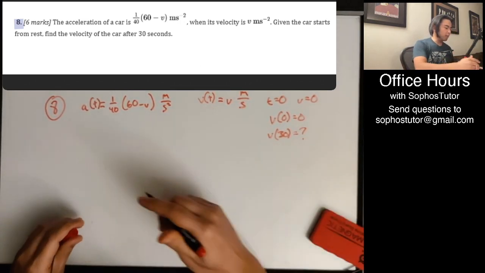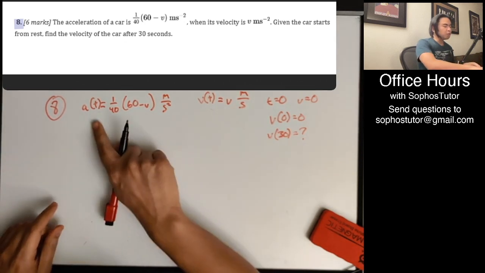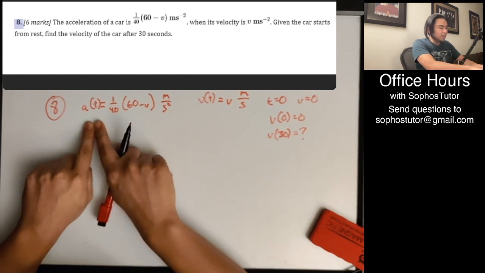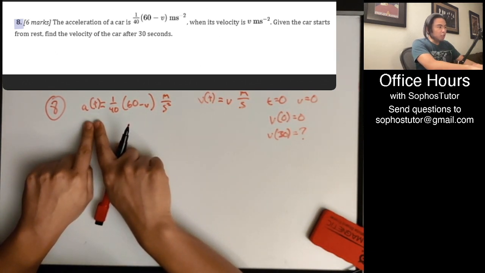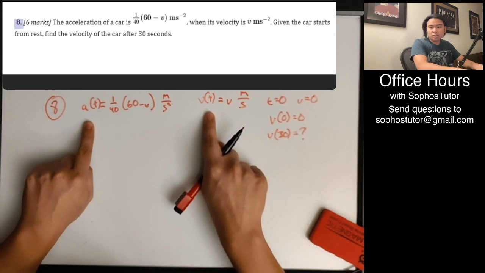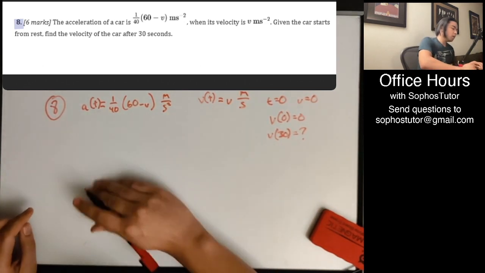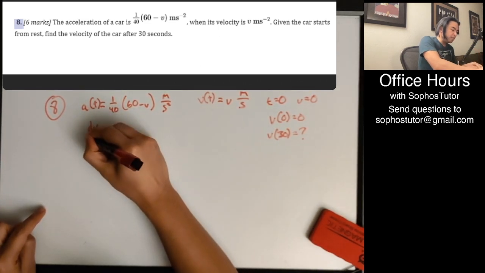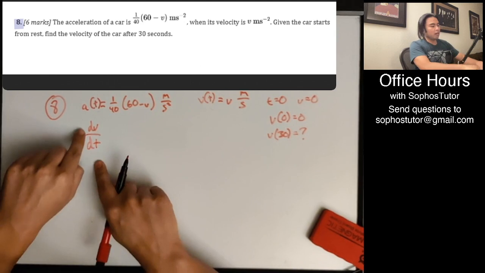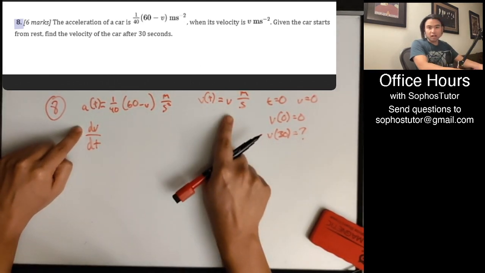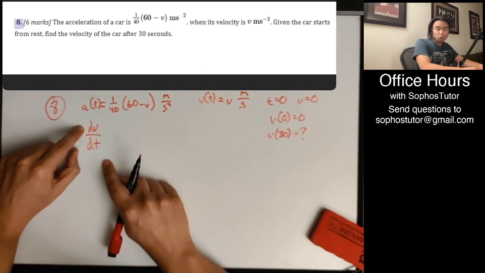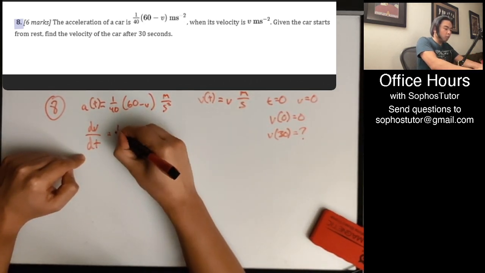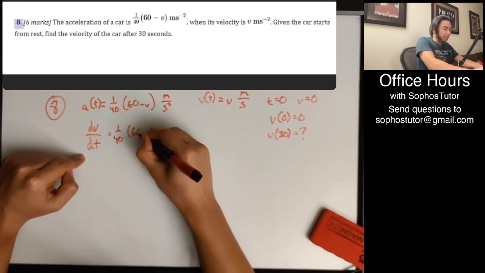Now, the key to answering this problem is understanding that acceleration is a derivative of velocity. That is, acceleration is the change in velocity divided by the change in time. So we can rewrite a of t as dv over dt. We interpret this as the derivative of velocity, the d's meaning change, right? So the change in velocity divided by the change in time. And this is going to equal 1 over 40, 60 minus v.